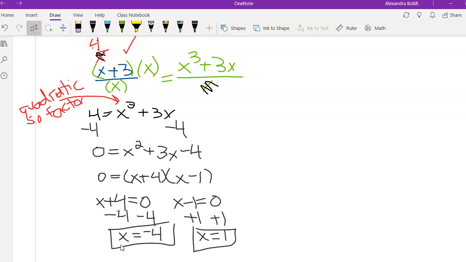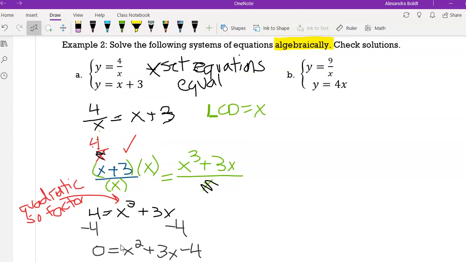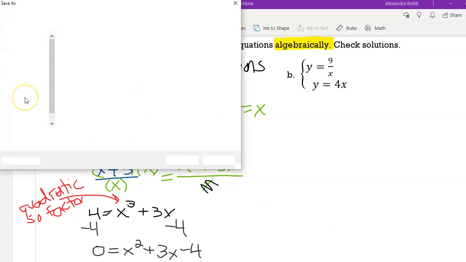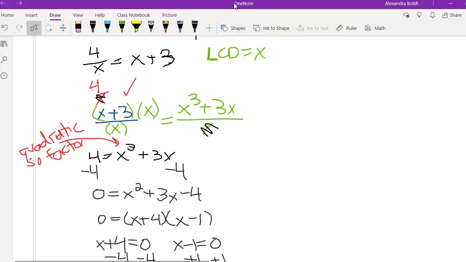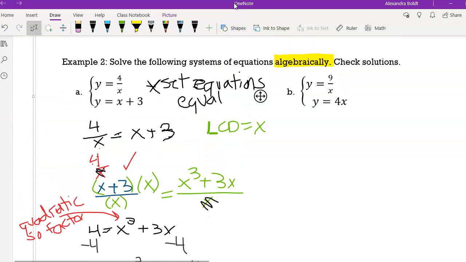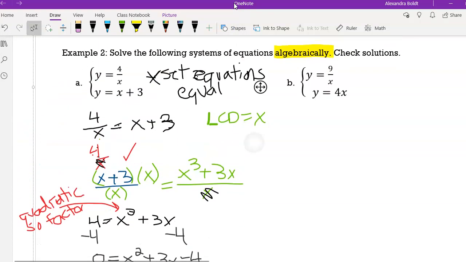Now we want to check them. And the only denominator is x, right? If I can fit it into my LCD, I don't want that, and it doesn't equal 0, that's good. Negative 4 is just negative 4, and 1 is just 1. None of those are 0. Both of our answers are good.